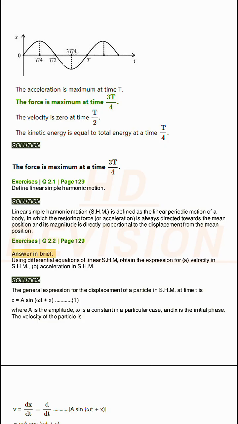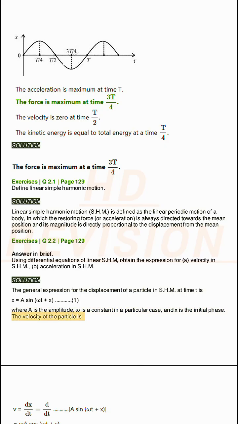Exercises Q2.2, page 129. Answer in brief. Using differential equations of linear SHM, obtain the expression for a) velocity in SHM, b) acceleration in SHM. Solution. The general expression for the displacement of a particle in SHM at time t is x equals A sin(omega t plus phi), where A is the amplitude, omega is a constant in a particular case, and phi is the initial phase.